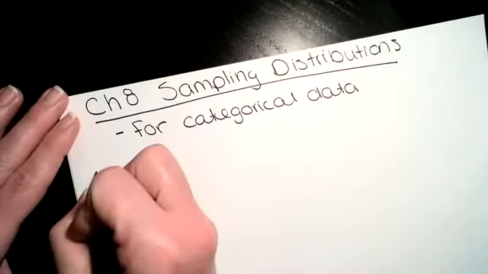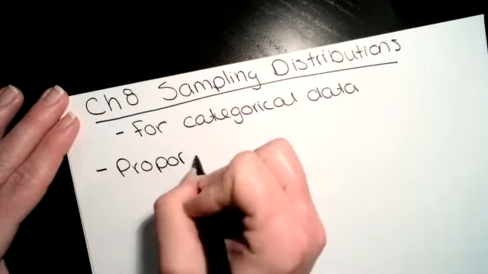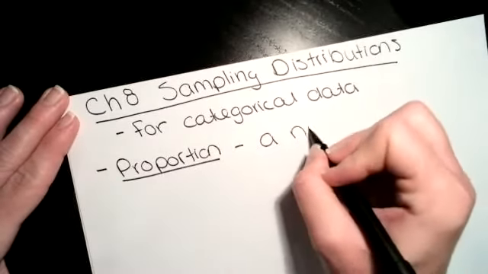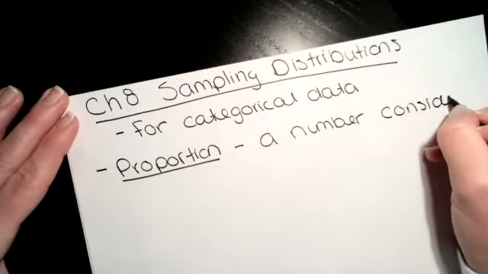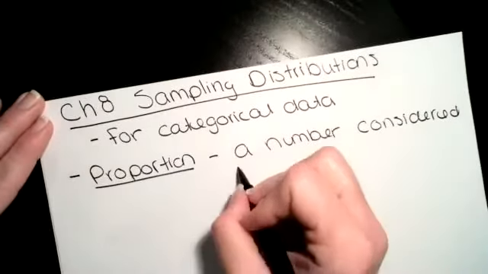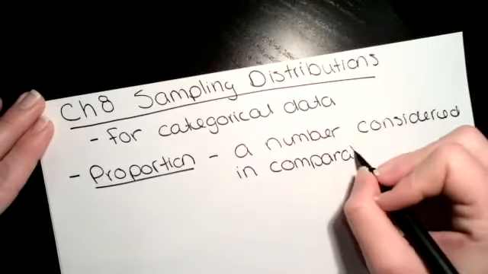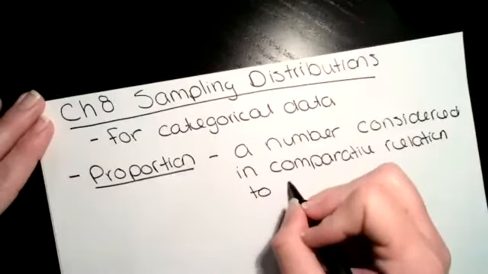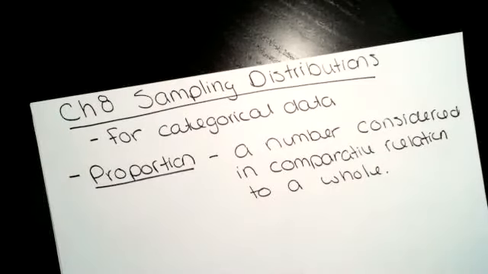So first of all, we're going to be working with something new, and it's called proportions. A proportion is just a number considered in comparative relation to a whole. So it's a fraction, right? So it's a number out of a total number.